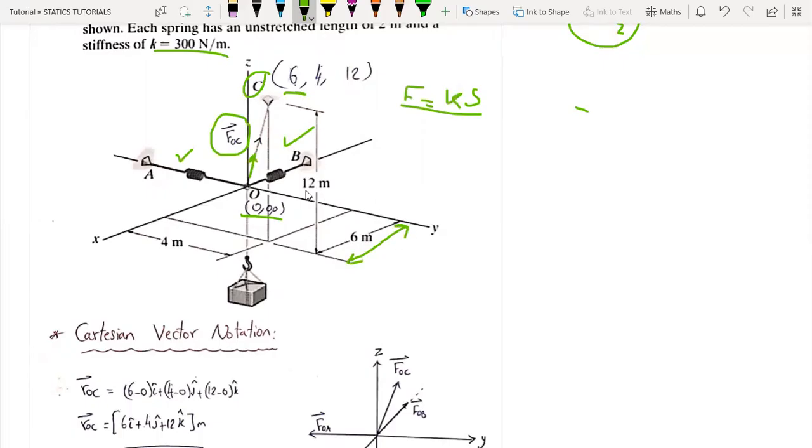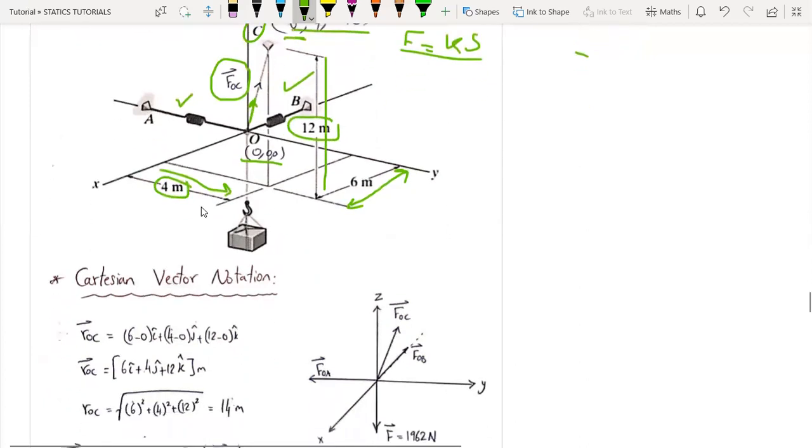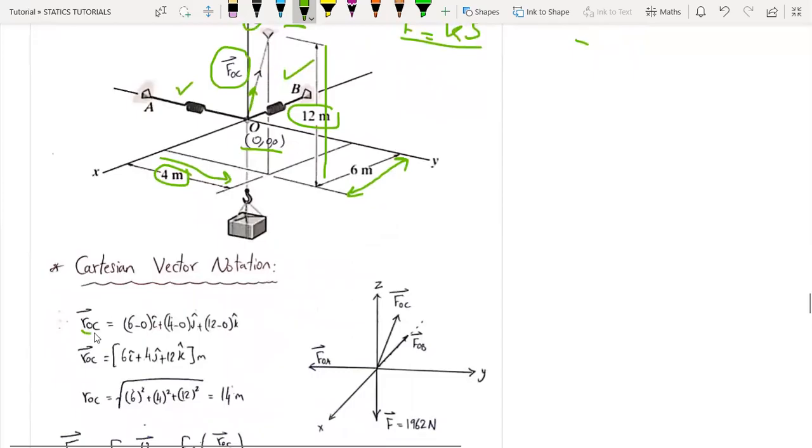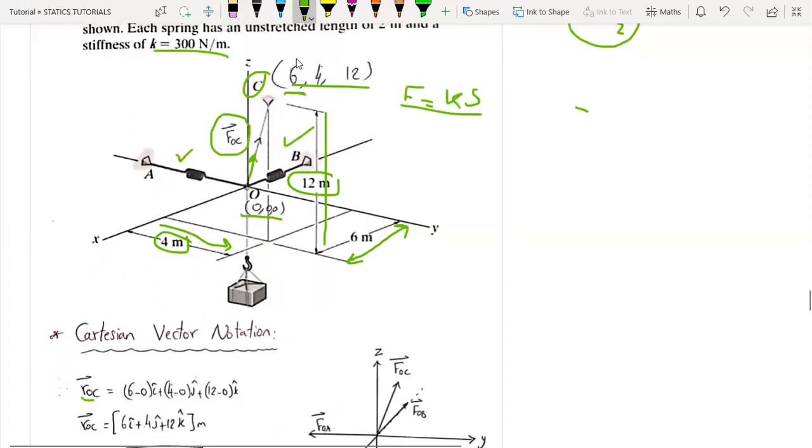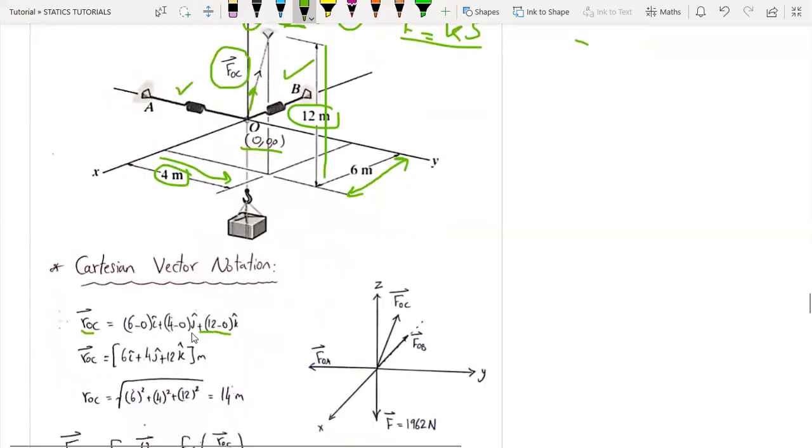Then in the y direction we have moved 4 meters, and in the z direction the distance is 12 meters. So 6, 4, and 12. So ROC will be the coordinates of C minus the origin O. So (6 minus 0) i hat plus (4 minus 0) j hat plus (12 minus 0) k hat.